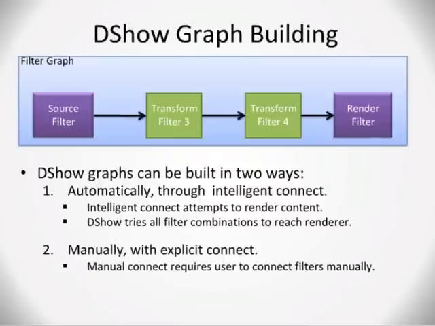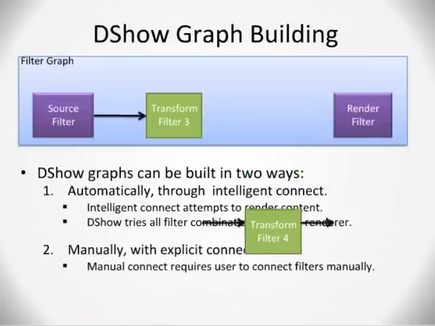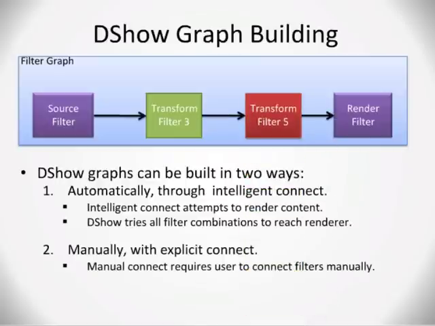So it tries transform filter 3 and 4 and sees if transform filter 4 can produce data in a format that the render filter expects and wishes to consume. In this case, it found the result after several steps, and the same sort of procedure happens on every machine. Obviously, it's not very efficient, but on the other hand, it's much simpler than doing things manually.